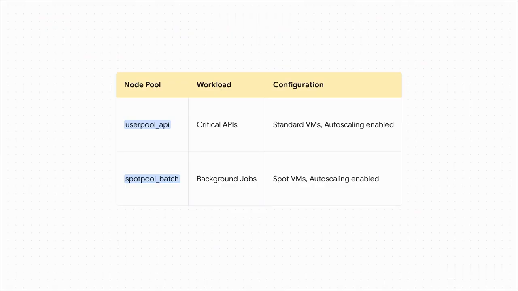And here is the elegant solution. We create two node pools. The first one, let's call it User Pool API, runs on those reliable standard VMs for our critical APIs. The second one, Spot Pool Batch, runs on those super cheap Spot VMs for all our interruptible jobs. And notice, we enable auto-scaling on both of them, so we're only ever paying for exactly what we use. This, right here, is a perfect separation of concerns.